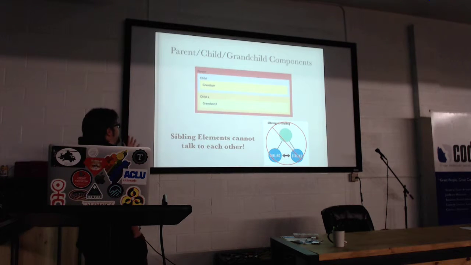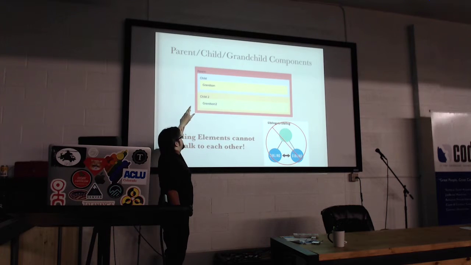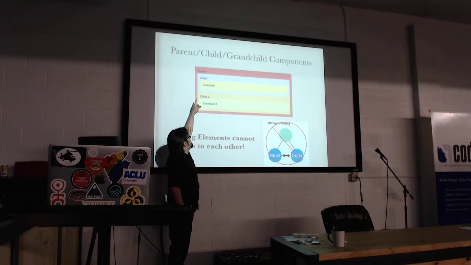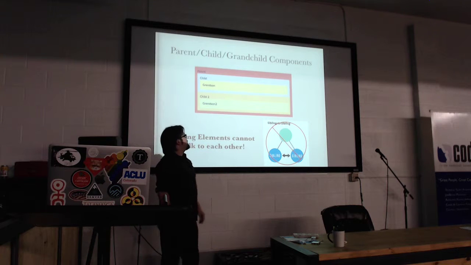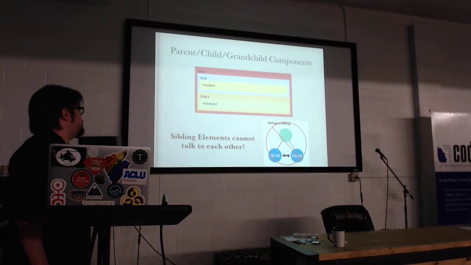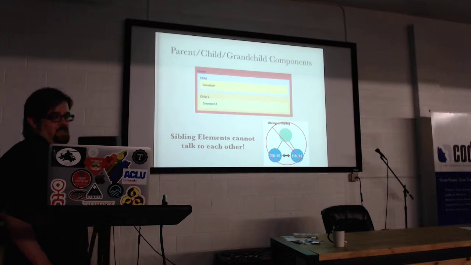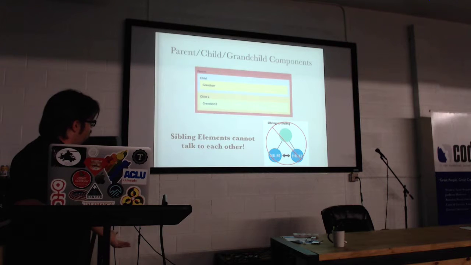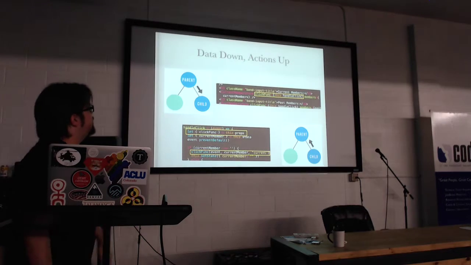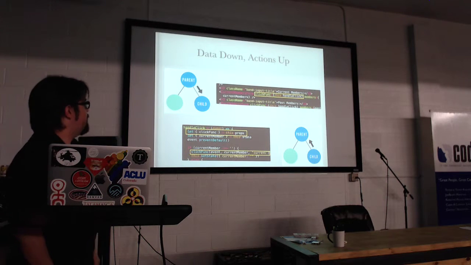But the important thing about this component relationship is the fact that React sibling components cannot talk to each other. So this child and this child cannot exchange information, neither can the grandchildren. This child and that grandchild can also not exchange information. Information can only come from parent to child or child to parent. Now this is an issue, obviously, when you're trying to pass around information from component to component in React. And React actually gives you this concept to deal with that issue, the concept of data down, actions up. This is the only way that React sibling components can talk to each other.